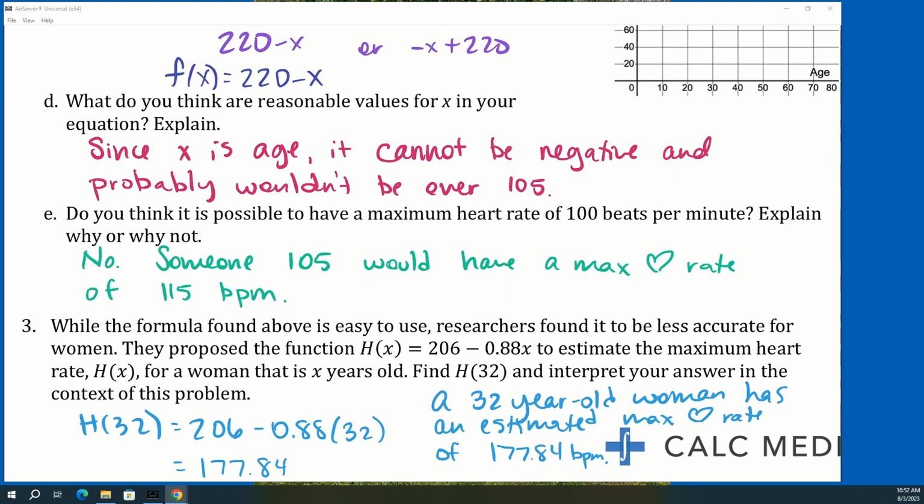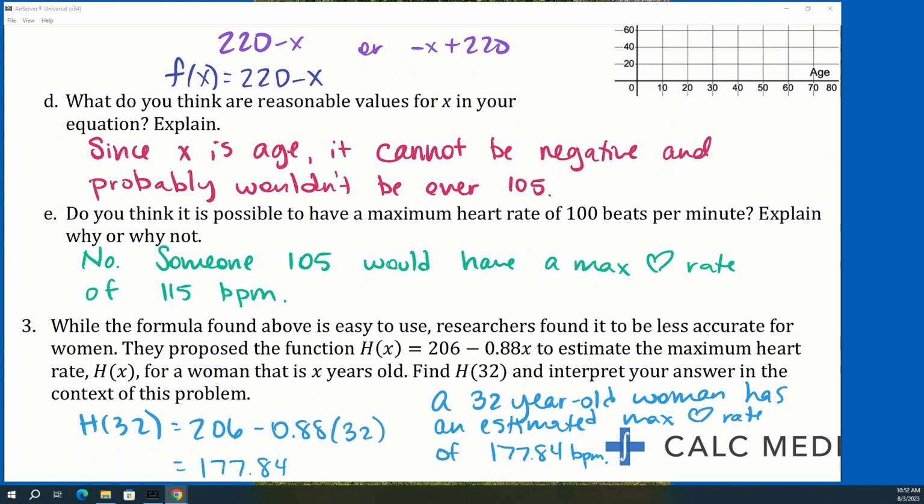However, if you did choose 105 for being the max age, then could somebody possibly have a maximum heart rate of 100 beats per minute? So it depends, they would have to live to 120. So if you think people can only live to 105, then you would say no. If you think people can live to 120, you could say yes.